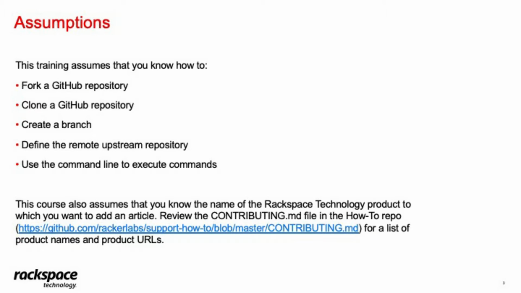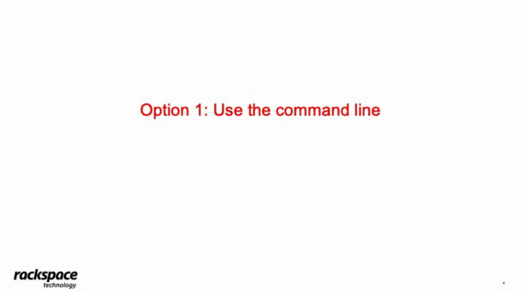Hopefully, you have some basic experience using Git and know how to fork and clone repos and create branches. You should also know how to set the upstream repo. Oh, and you need to know which product URL corresponds to your article. I'll explain why shortly, but just know you can look it up in the support how-to contributing.md file. Let's go through the steps to create an article through the command line first.